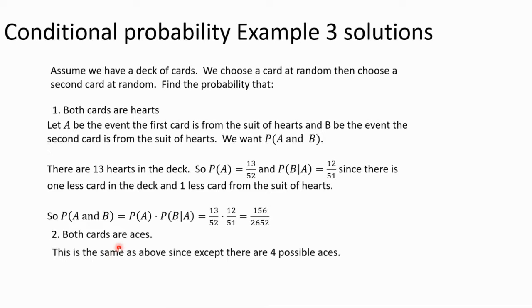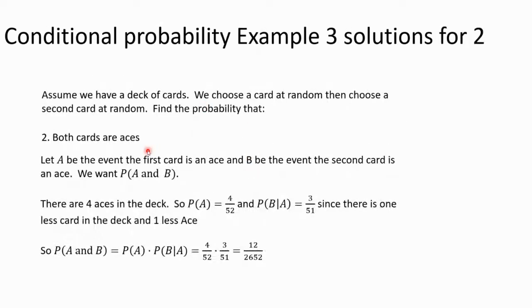Now, what about both cards being aces? Well, it's the same idea actually, except instead of 13 possibilities, there's only 4 possible aces. So it's really the same exact idea. In this case, the event that the first card is an ace, we're going to call that event A. Let B be the event the second card's an ace. And again, we want this. But just like the first one, these events are not independent. It's similar to the first one mostly because we're not putting the first card back.